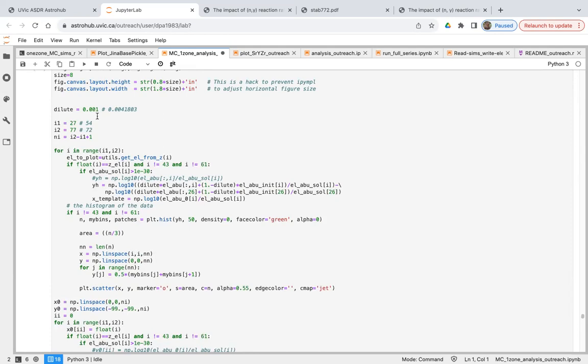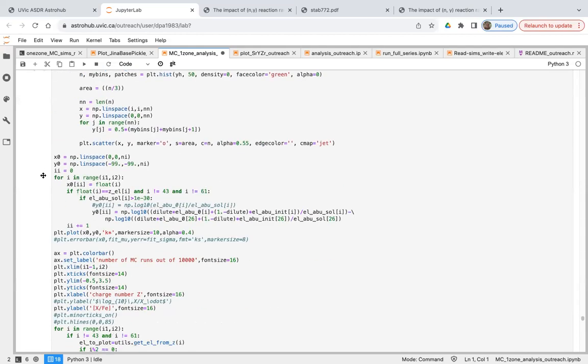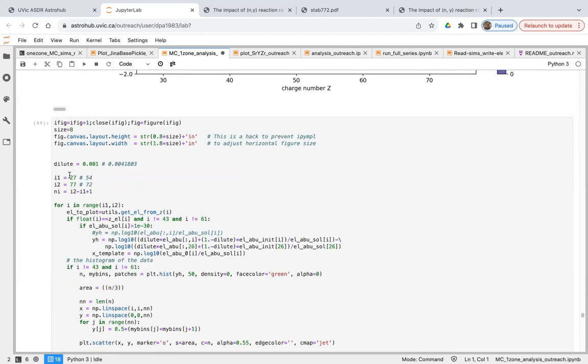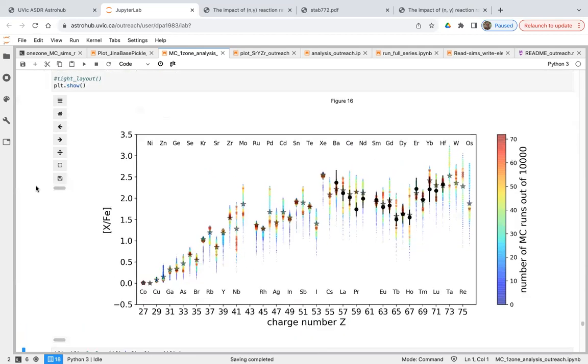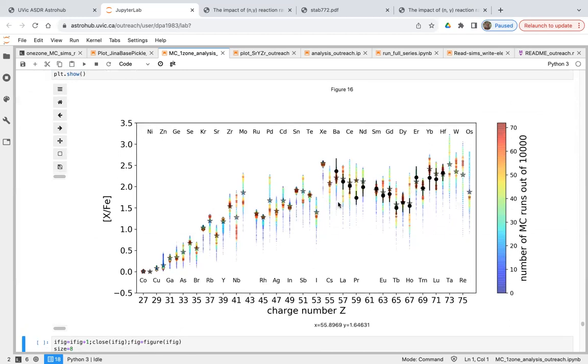For instance, if I choose something else, no, I'm not going to change it. I have already adjusted the dilution coefficient to 1000. Of course, the dilution coefficient depends on the neutron density that was used in one-zone simulations and in the Monte Carlo simulations. So now let me explain the symbols here.